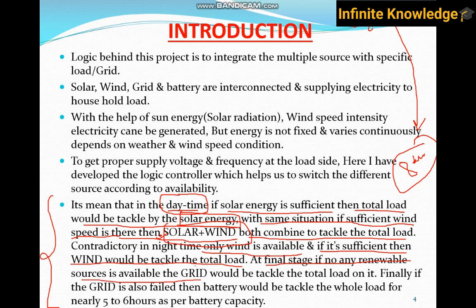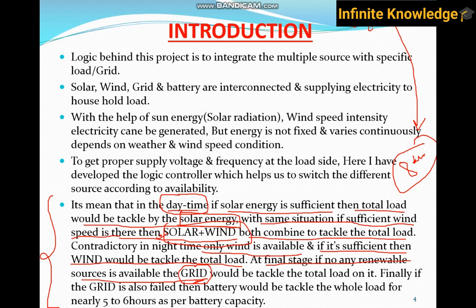At the final stage, if no renewable energy source is available, it will go back to the grid. That is obvious, because solar and wind are our first priority. If solar and wind are available, we have to go with solar and wind. If either one fails or both fail, then we have to go with the grid. And when we go back to the grid, we are taking power from the grid, so it also increases our electricity bill consumption.